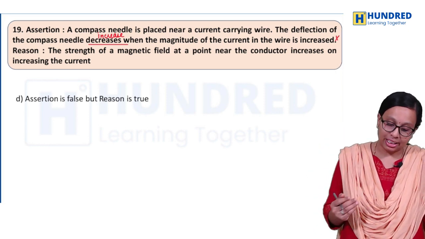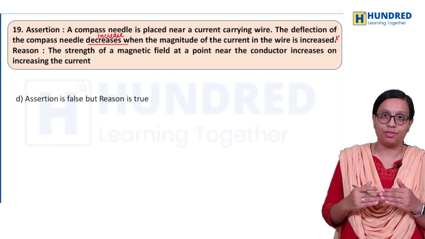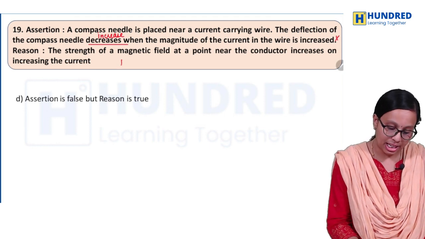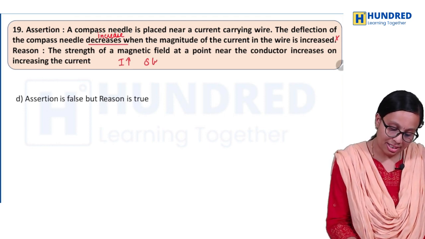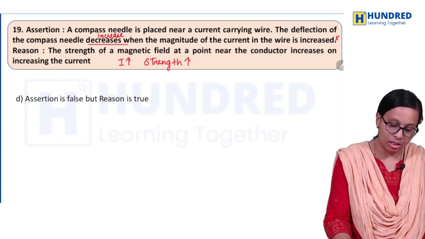The strength of the magnetic field at a point near the conductor increases on increasing current. Yes, when you increase the current, the strength increases. So the reason is correct. It's a correct statement, whereas the assertion is false.